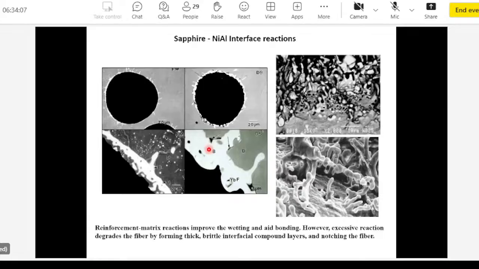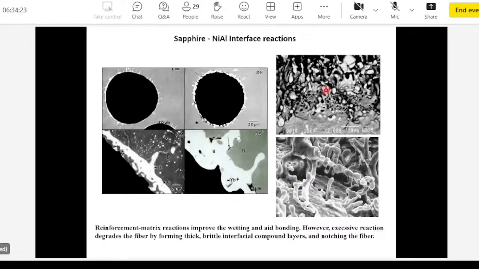What happens to the fiber surface in this kind of a reaction? This is the fiber extracted by dissolving the metal around it. And you can see that fiber is very heavily notched. Is it good or bad? Well, this is what is happening.